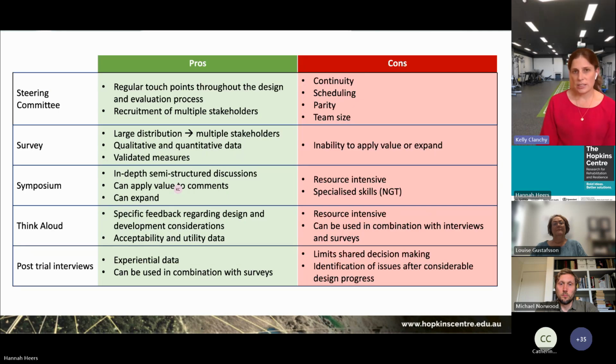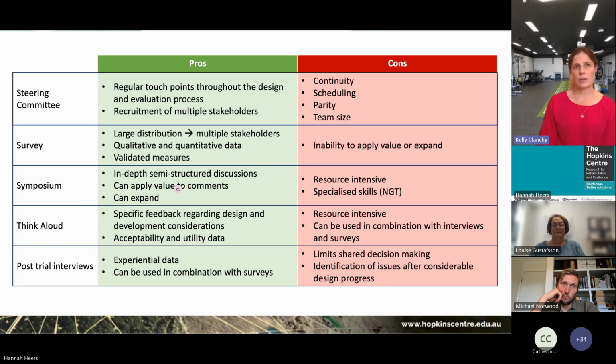There were relative advantages and disadvantages of each of these methods. So the steering committee is a really great way of having regular touch points throughout a design and evaluation process with a group of stakeholders who are ultimately going to influence its uptake. It allows you to recruit across those multiple stakeholder groups as well. The disadvantages of a steering committee really relate to continuity and scheduling. So how can you keep people engaged in a process over a long period of time and juggle everybody's competing priorities? This was particularly relevant when we looked at the division between individuals with lived experience of spinal cord injury and the times that they would prefer the sessions to be versus individuals who are working in policy or insurance, for example.